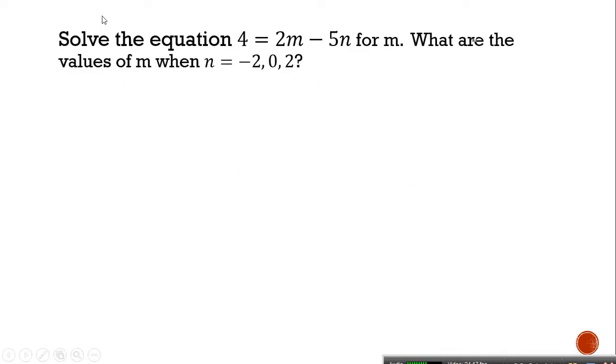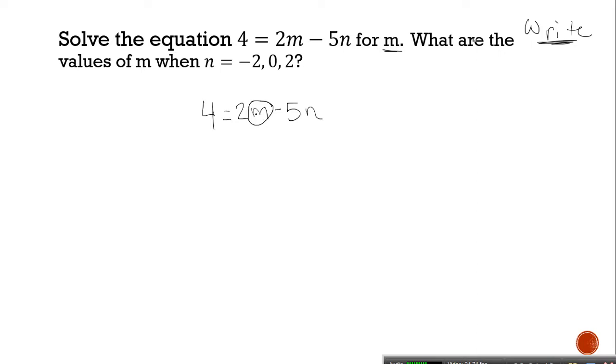So let's take a look at this example. You are going to want to write this one. They asked me to solve the equation 4 equals 2m minus 5n for m. And then they say, what are the values of m when n equals -2, 0, and 2? So what I'm going to make sure I do first is write down my equation. And they say they want m. So I'm going to circle m so I don't lose him in the muck.